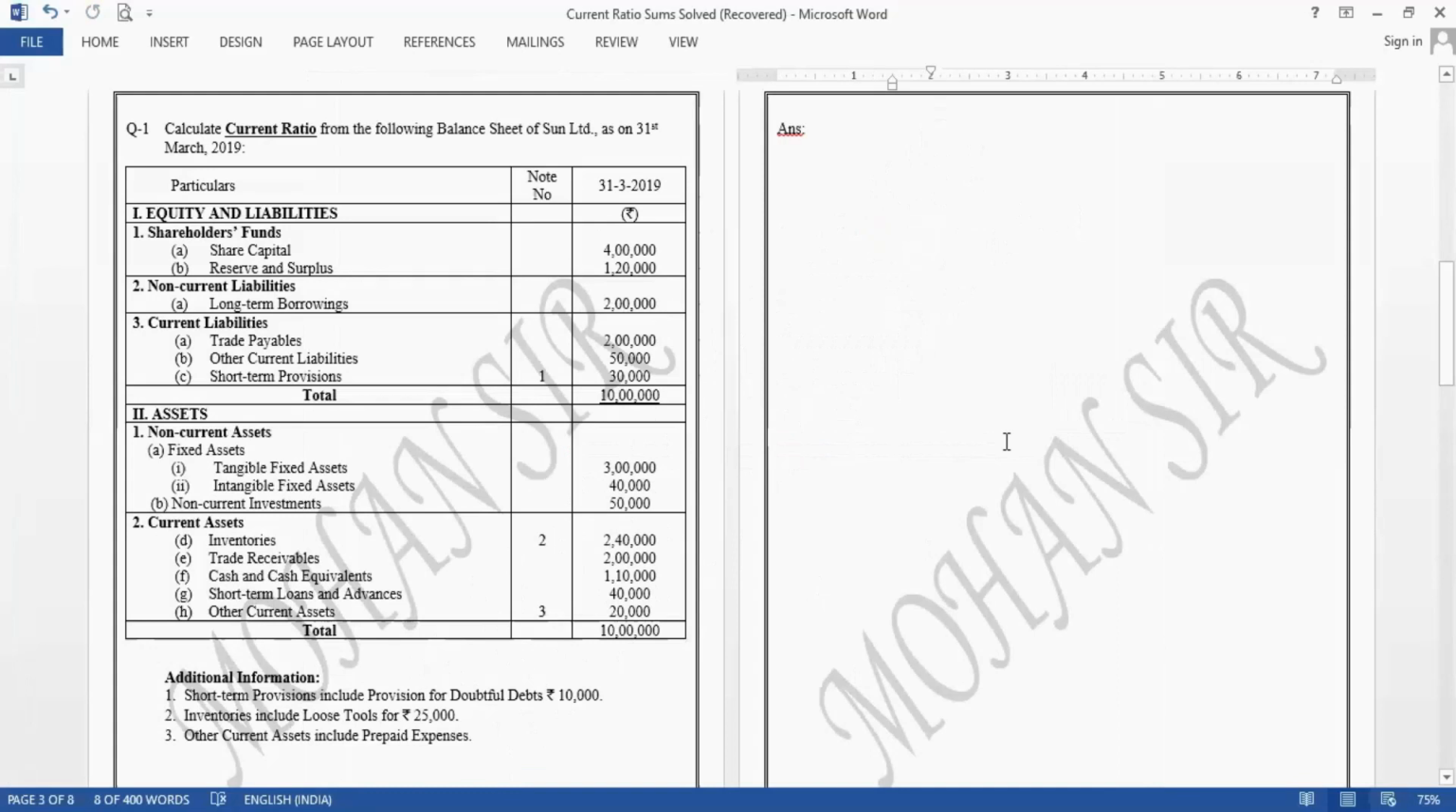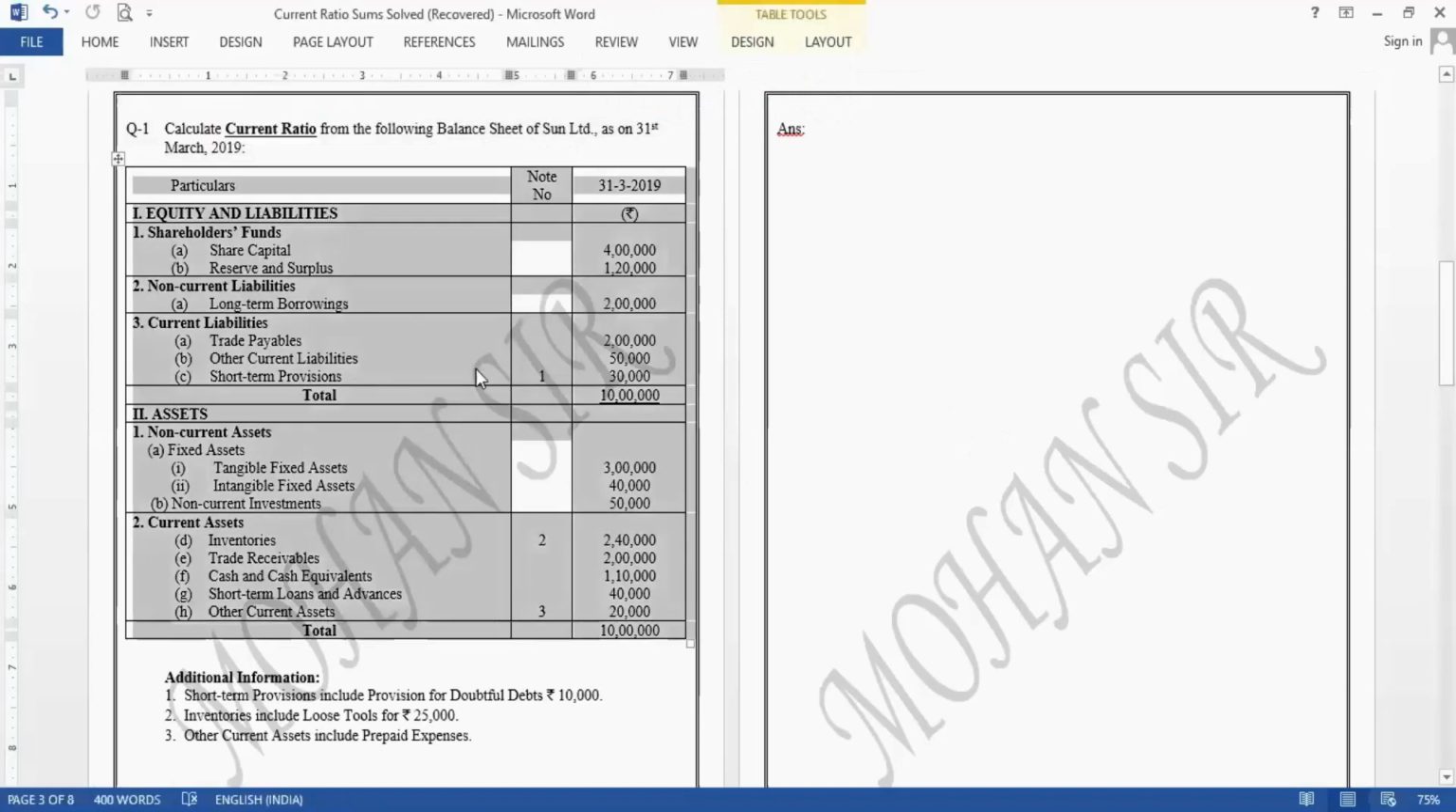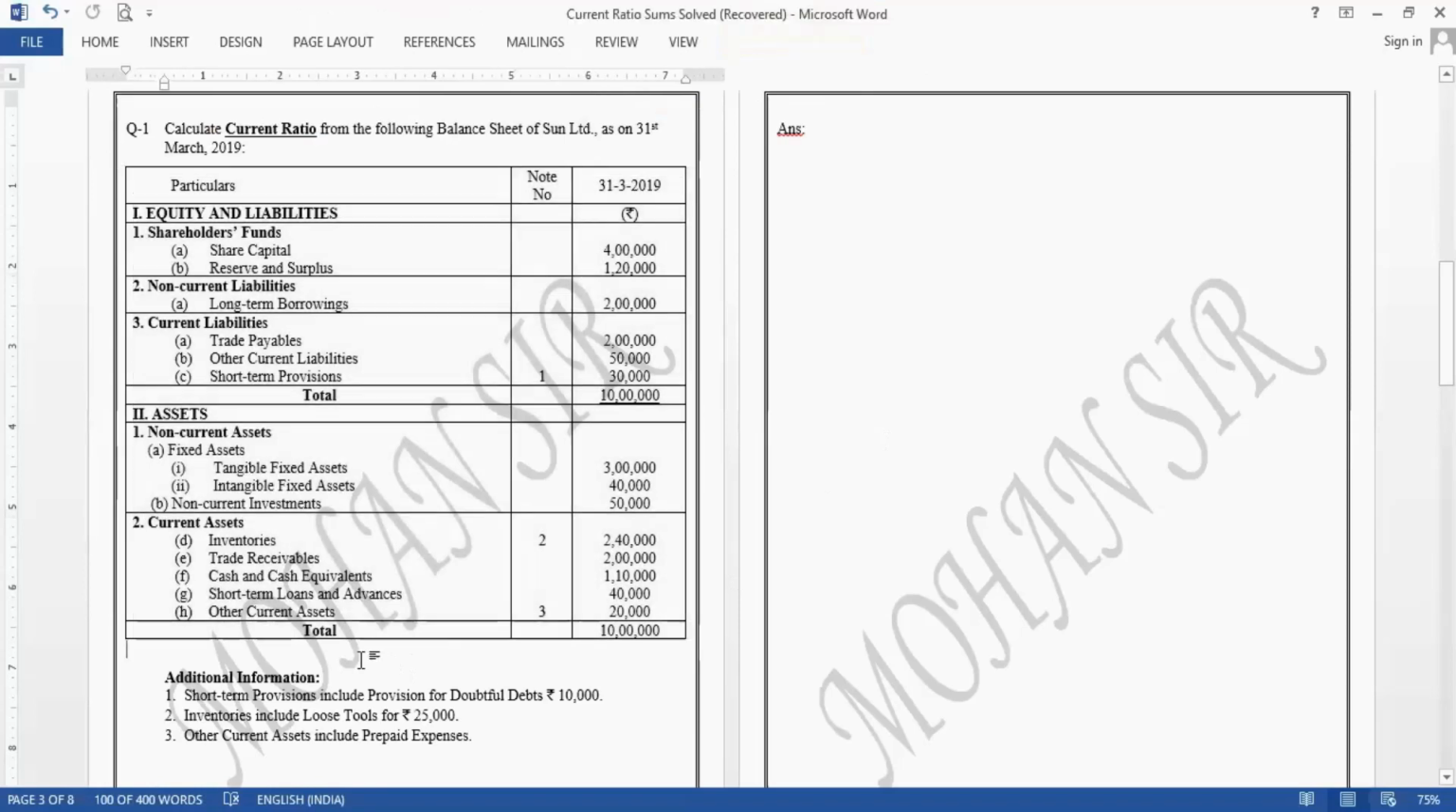Now, let us understand how to solve the sums of current ratio. The first question on your screen is calculate current ratio from the following balance sheet of Sun Limited as on 31st of March 2019. We can see that the balance sheet format has been very much clearly given to us. And then some additional information is also there.